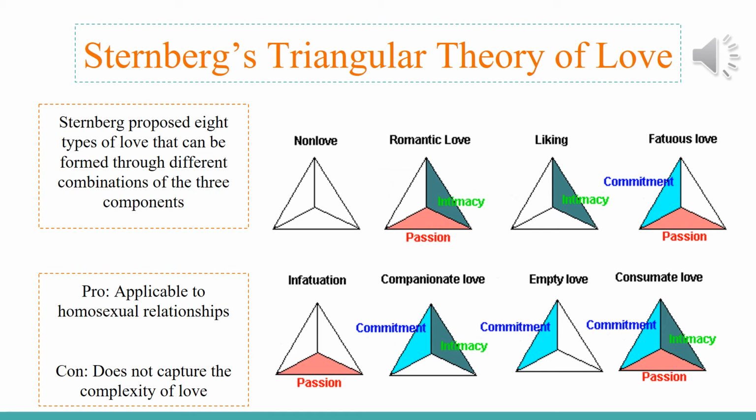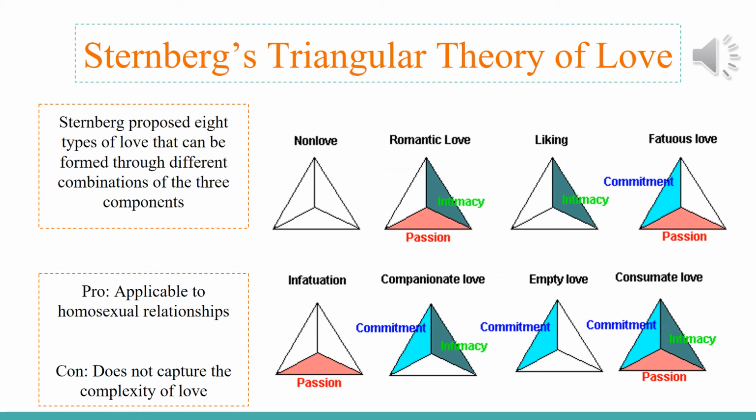And number 8, consummate love. All three components, intimacy, passion, and commitment, are present. This is the ideal form of love, and it is easy to achieve actually, but difficult to maintain. So, for example, with fatuous love, that type of love could have once been consummate, but they lost the aspect of intimacy.